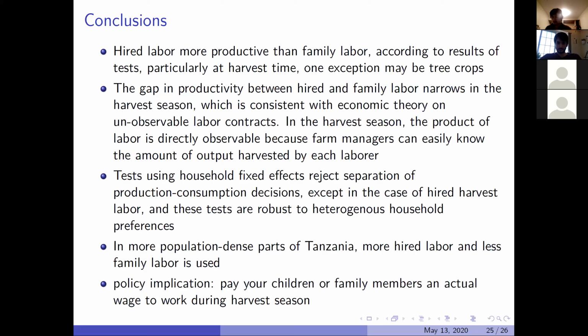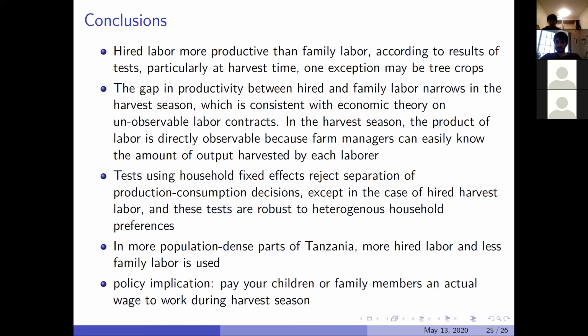Then the tests using household fixed effects reject the separation of production decisions from consumption or household characteristics, except in the case of the hired harvest labor. And these tests are all robust. This is what I did. I actually didn't mention this earlier, but should have highlighted.